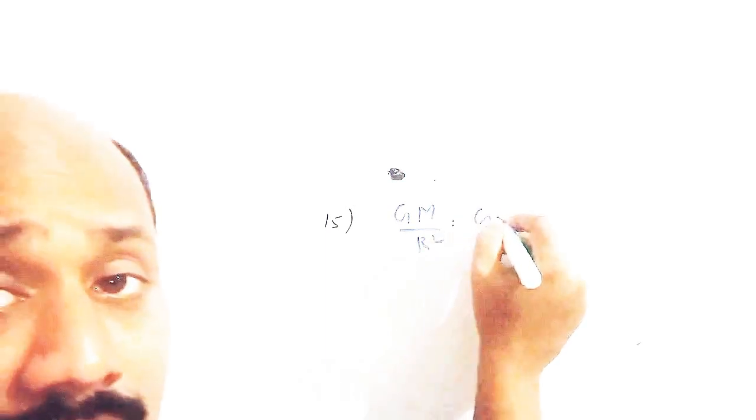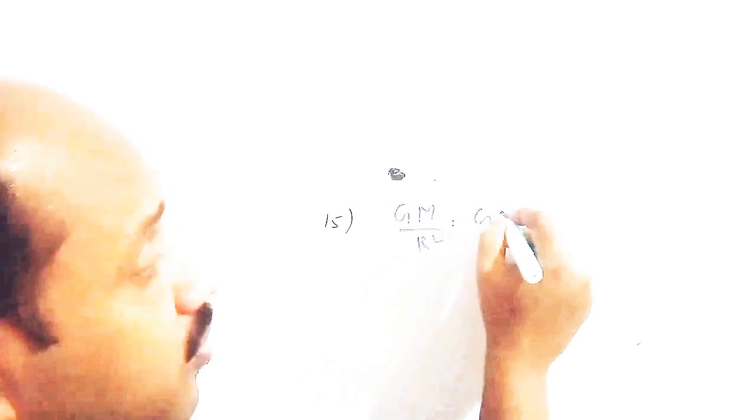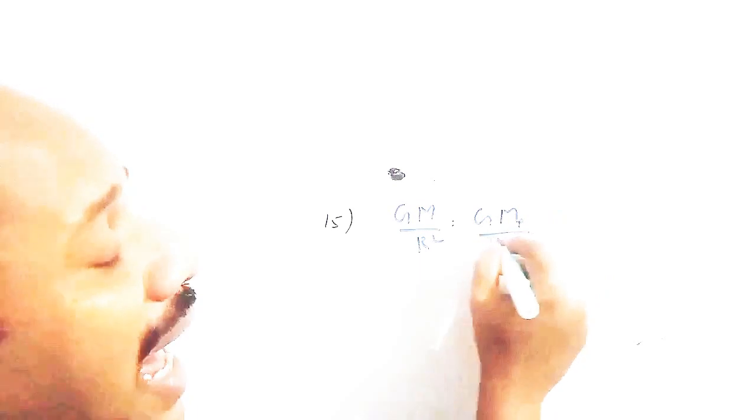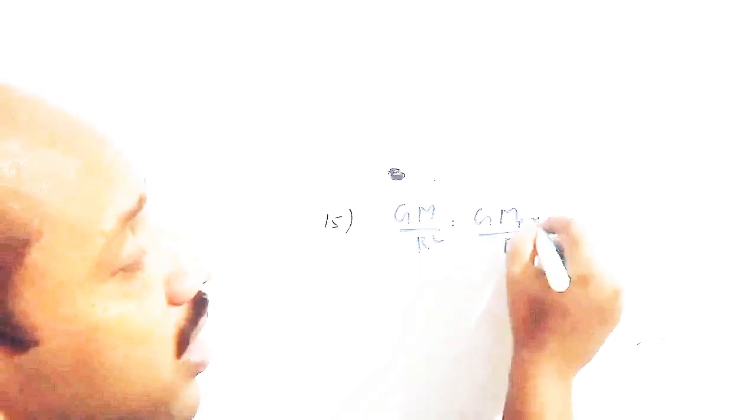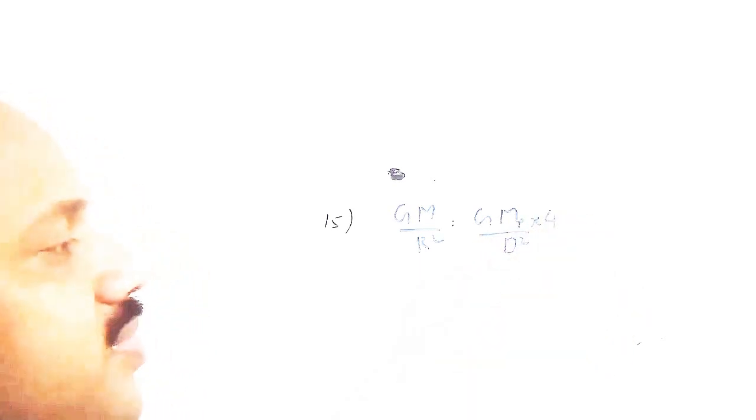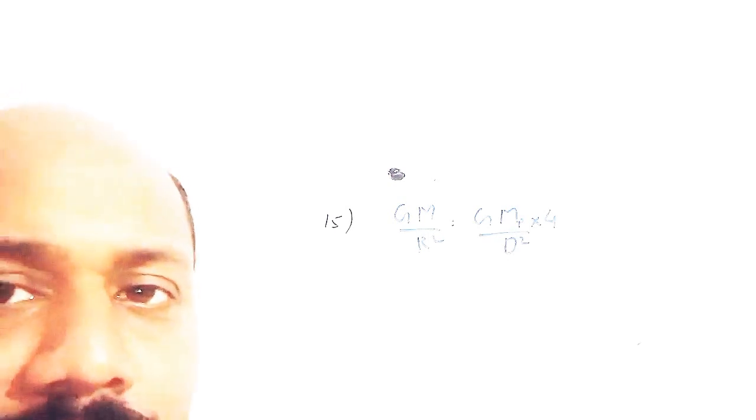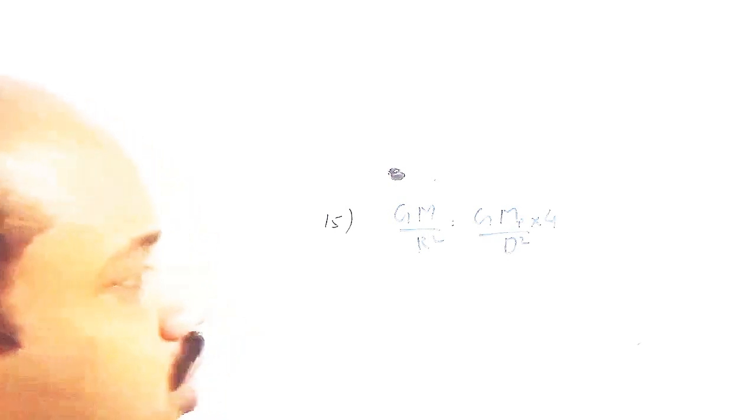Here it is G Mp divided by R square, where R is D by 2, right? D square divided by 4, that is 2 square is 4. So it is 4GMp divided by Dp square, right? The first choice is what?